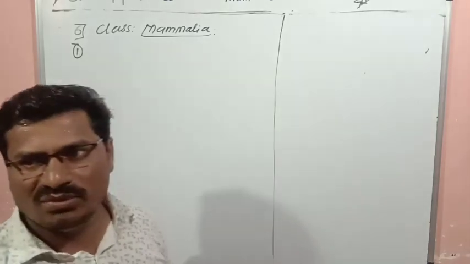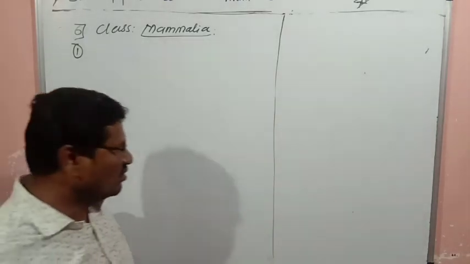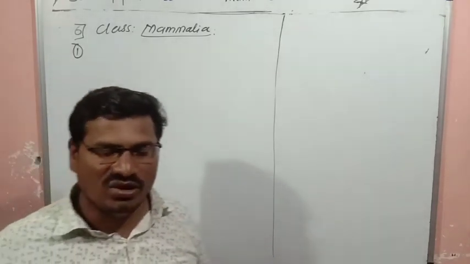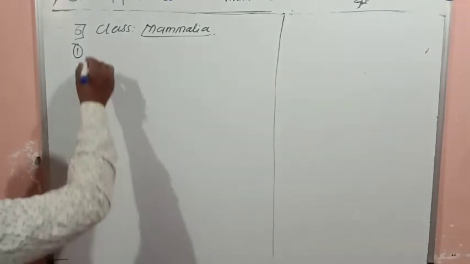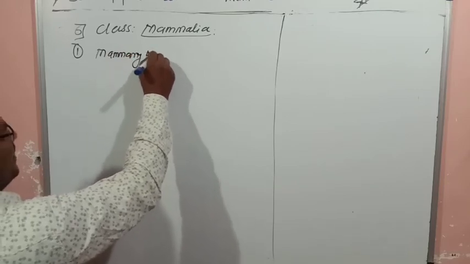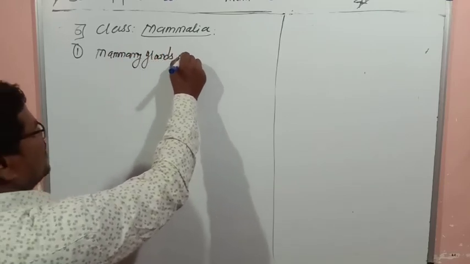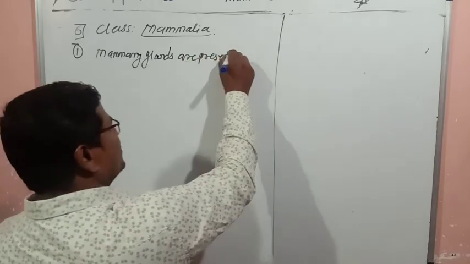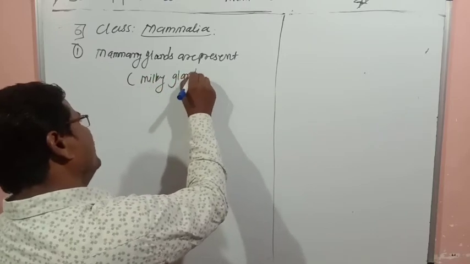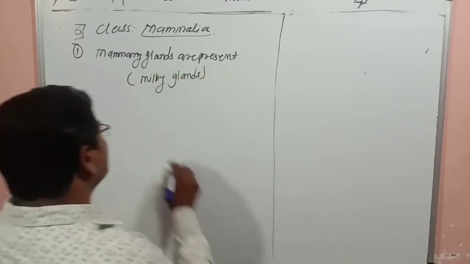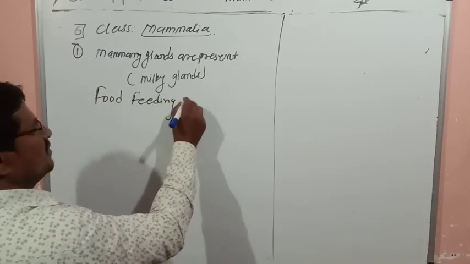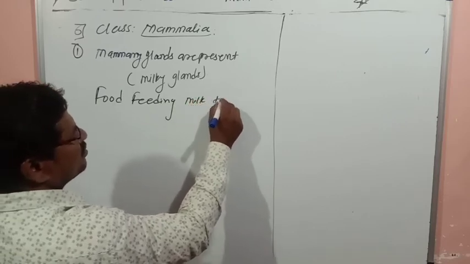Now we will see these one by one. The first characteristic is that mammary glands are present. You can also say milk glands are present. Mammary glands are also called milk glands, for feeding milk to young ones.